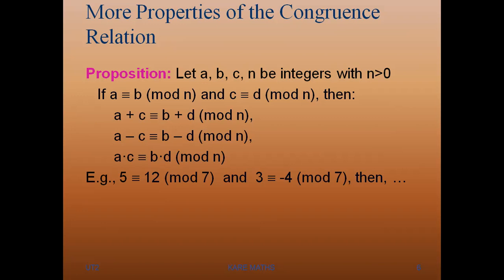Hence, if A is congruent to B mod n and C is congruent to D mod n, then A plus C is congruent to B plus D mod n, A minus C is congruent to B minus D mod n, and A into C is congruent to B into D mod n. This is the main property over here.